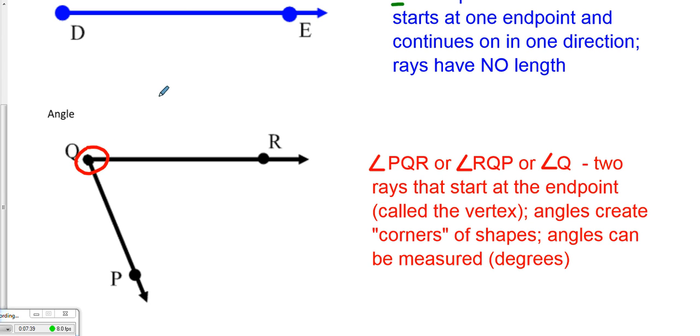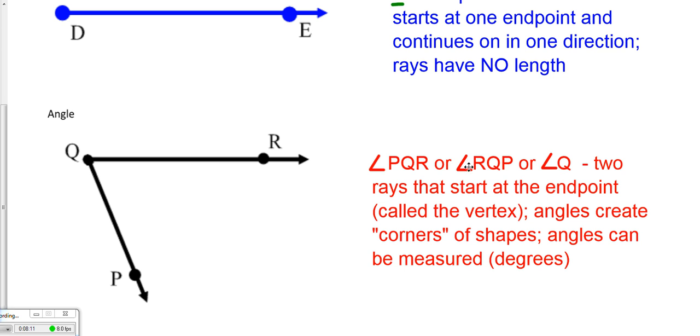Now we can name it a couple different ways. We can call it angle, that's what this little symbol means, angle PQR. So going from P to Q to R. Or we can call it angle RQP. Or in this case, we can just call it angle Q. Now notice in all of those, Q is in the middle, or Q is alone. You always put the vertex, that middle piece, in the middle when you are naming it.